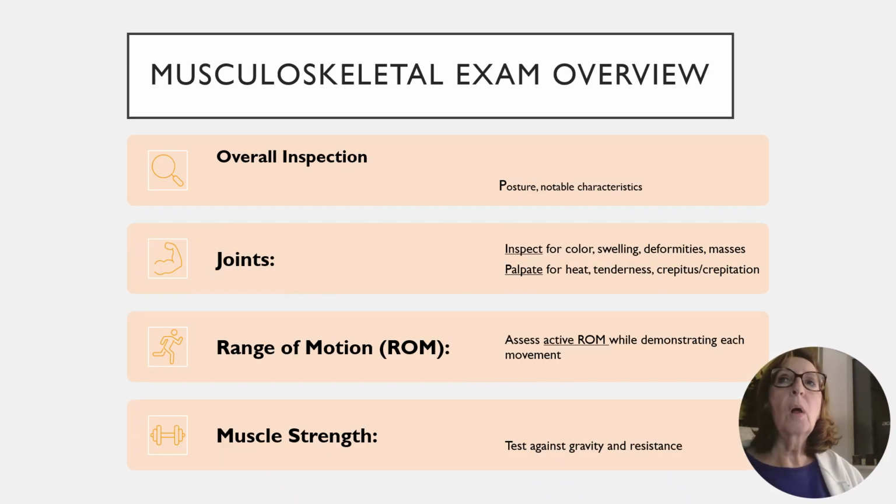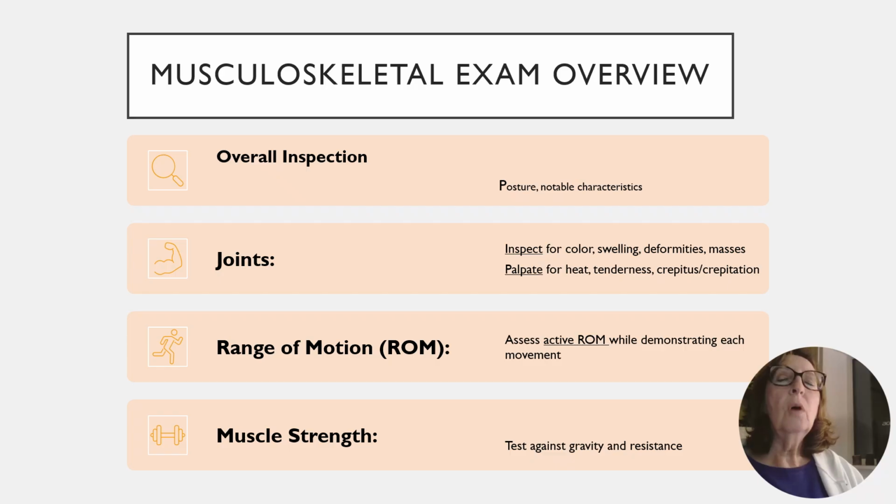So when we do our overall inspection, we're going to be looking primarily at posture. We're going to see if there's anything noticeable about the patient that we can see related to their musculoskeletal system. When we look at the joints, we're going to be inspecting for color, swelling, any deformities, any masses. You can also, with the joints, palpate for heat, tenderness, and crepitus or crepitation, both the same thing. And basically what those are is that little crackling sound, okay, when there's movement.